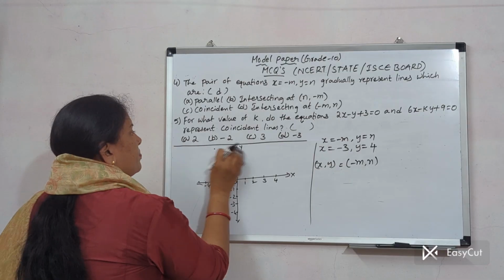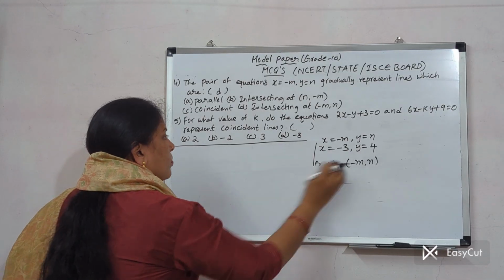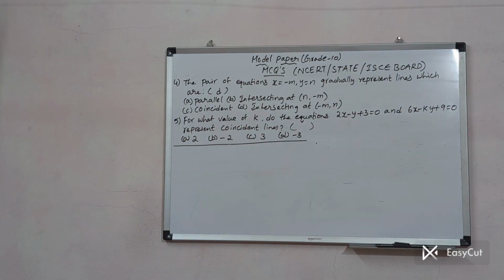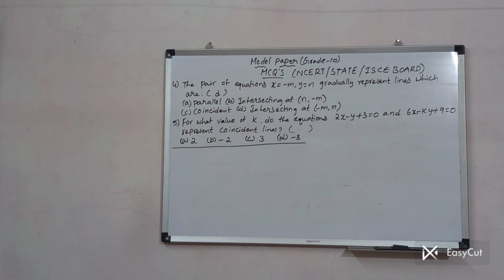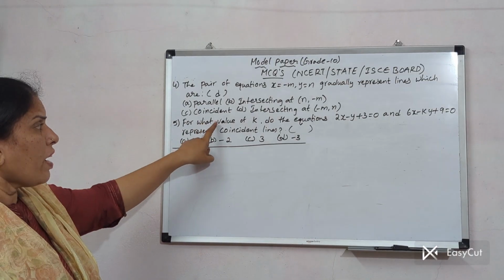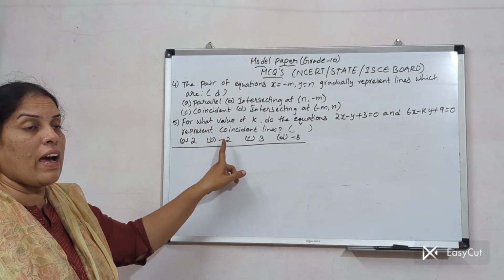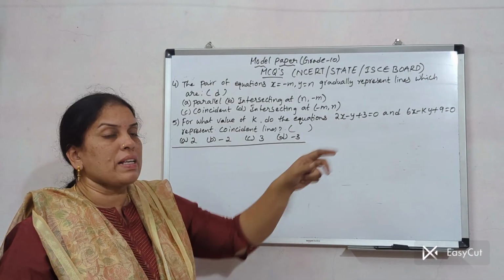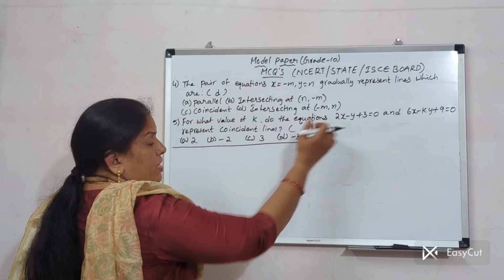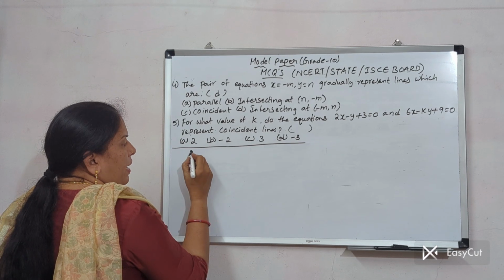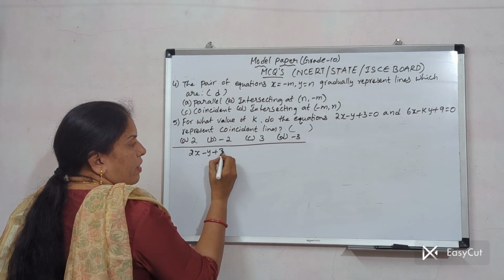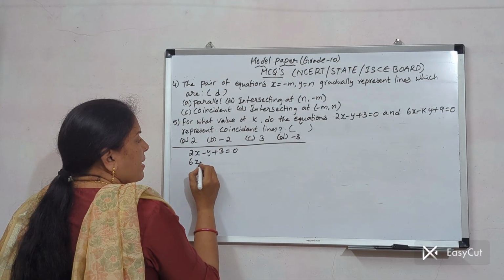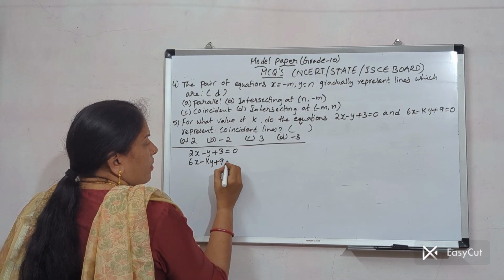Next one is, now we will go to the fifth question. For what value of k? They are asking the value of k. Do the equations 2x minus y plus 3 equal to 0. What are the equations they have given? 2x minus y plus 3 equal to 0. What is the other equation? 6x minus ky plus 9 equal to 0.